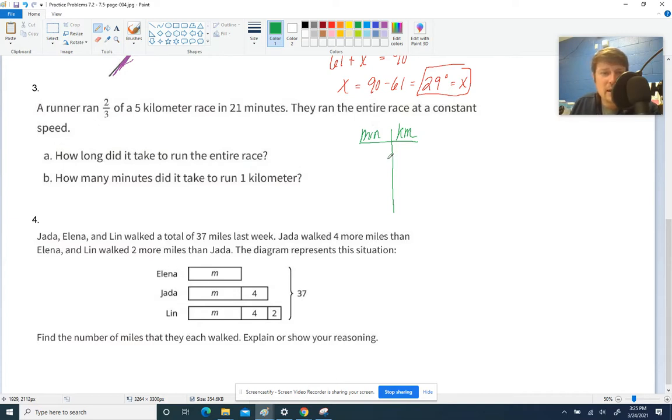So what I'm going to write down is 21 under minutes. And kilometers, I'm going to write 2/3 of 5. They kind of gave it to me in a weird situation, but we might have to convert that in a second. We'll see. They ran the entire race at a constant speed. So the question is, how long did it take to run the entire race? So 21 minutes to do 2/3 of 5. So the question is, how long will it take them to do 5 all together? So that's really what we're looking for here.